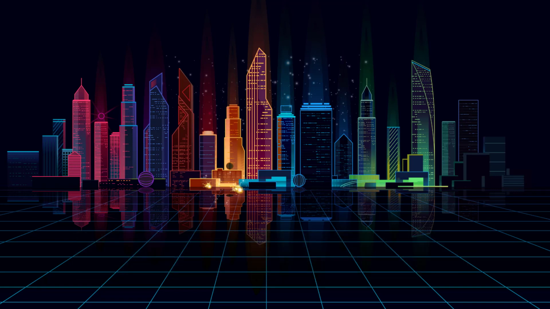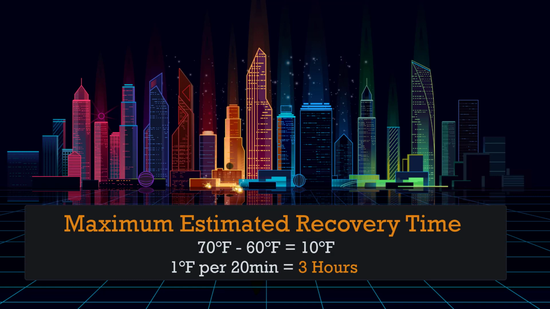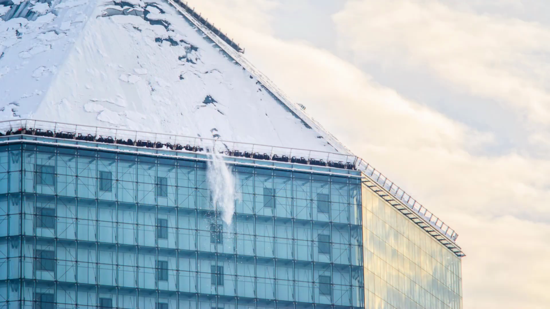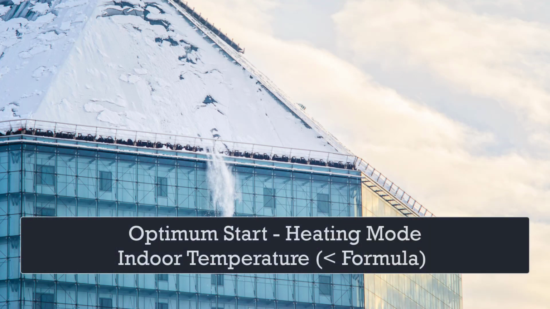This establishes a maximum estimated recovery time of 3 hours, calculated as 20 minutes per degree Fahrenheit decrease times 10 degrees. With that said, the earliest HVAC systems would need to start is 4:40 a.m. to reach our occupied temperature of 70 degrees Fahrenheit by 8 a.m. For heating mode, this is accomplished with a less than formula applied to indoor temperatures during the recovery period range.